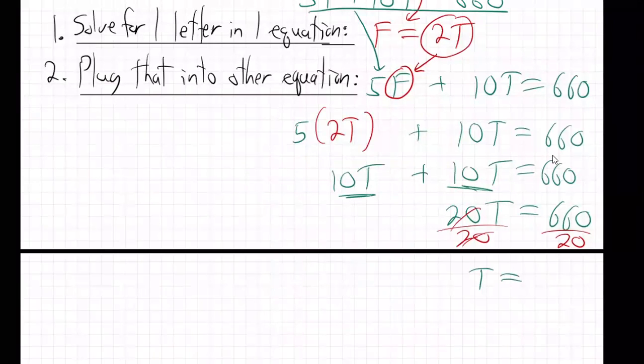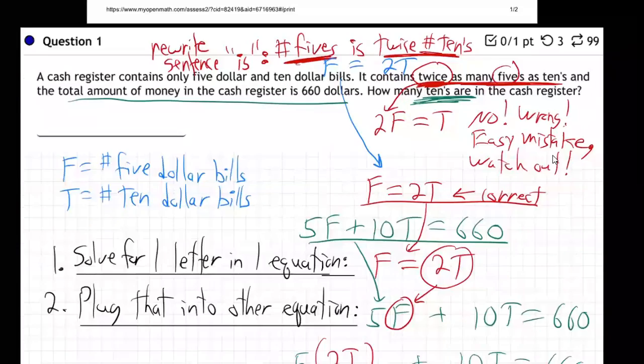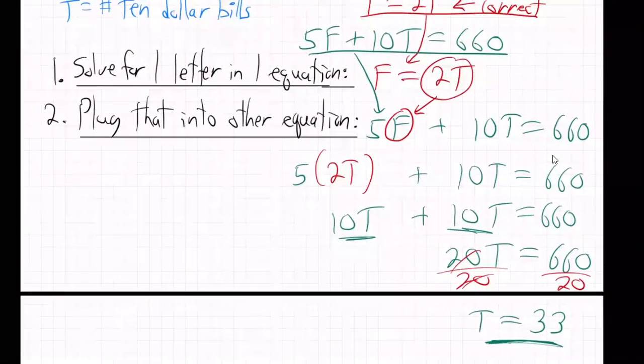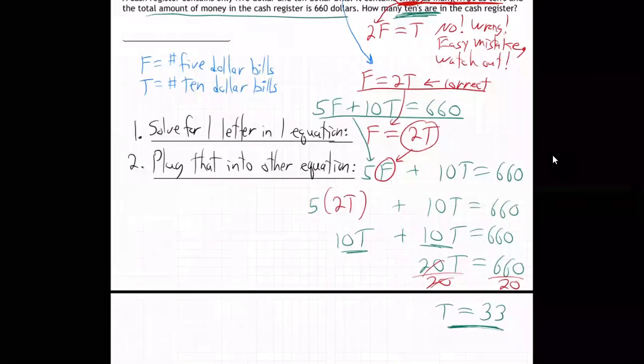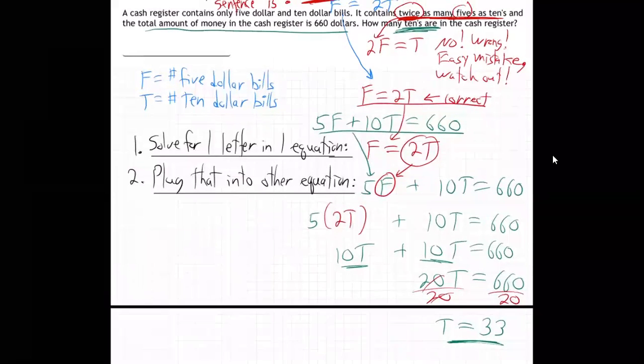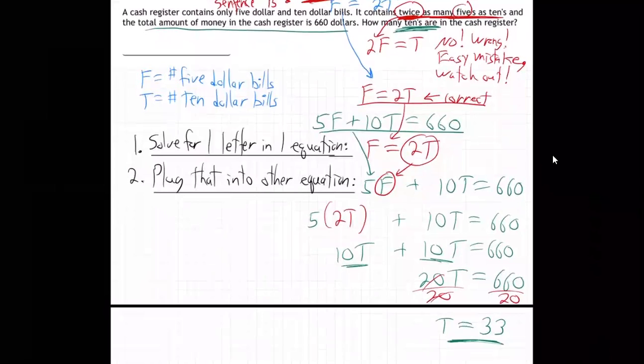T equals, what's that, 33? T is 33. So that's the number of $10 bills. It's 33. What do they want from us? How many tens? That's all they wanted. We're done. How many tens? 33 $10 bills. So there's the whole problem. If you want to take a screenshot or picture anything on that one.